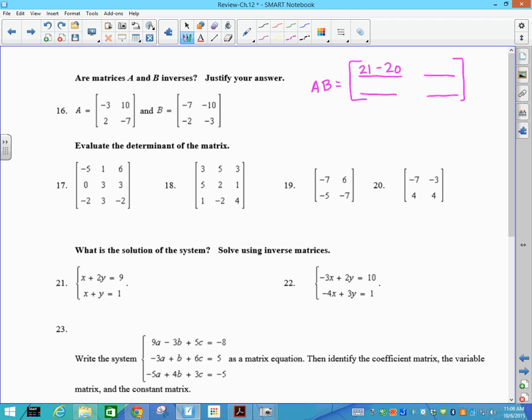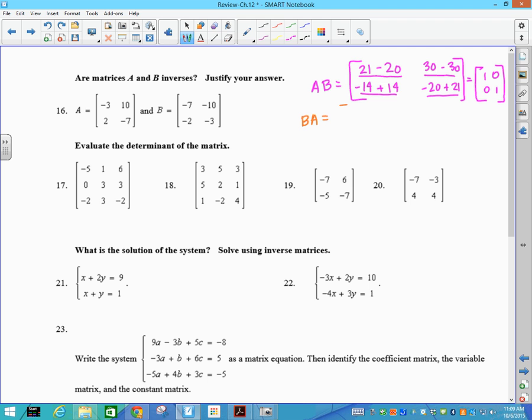Okay. The next one is first row, second column. So that's 30 minus 30. And then you have negative 14 plus 14. And then I have negative 20 plus 21. And this equals the identity matrix, 1, 0, 0, 1. Okay? But I'm not done yet because I have to go show what B times A equals.